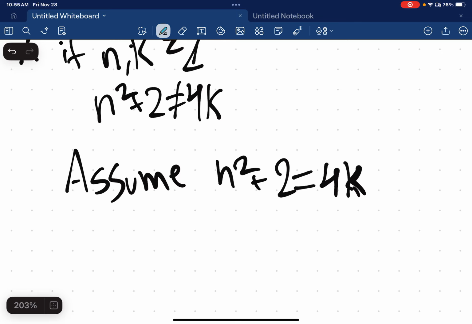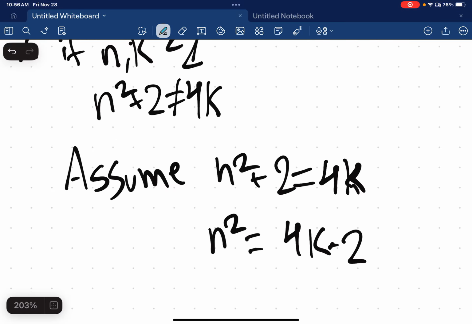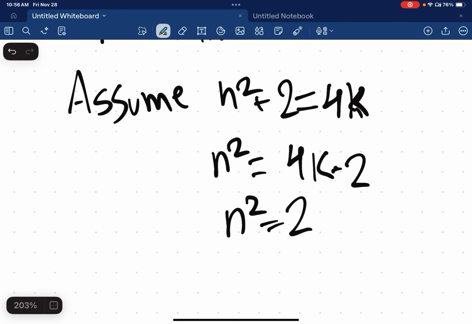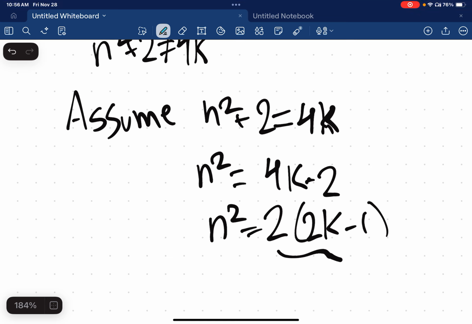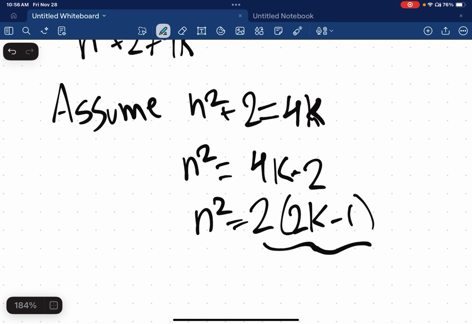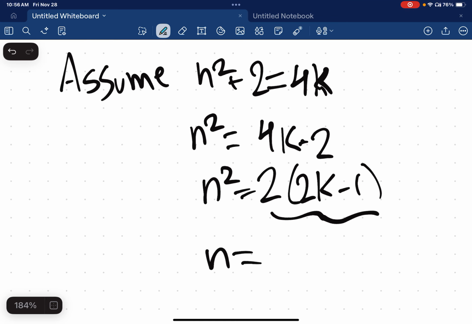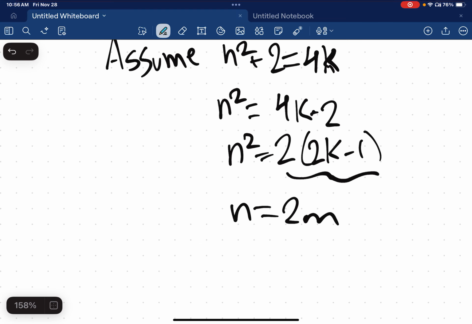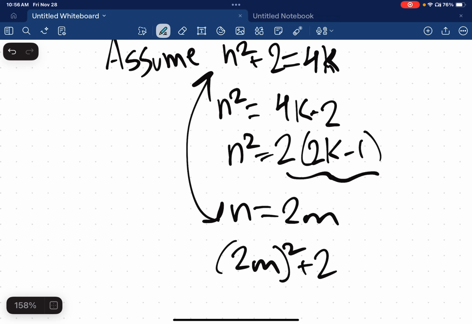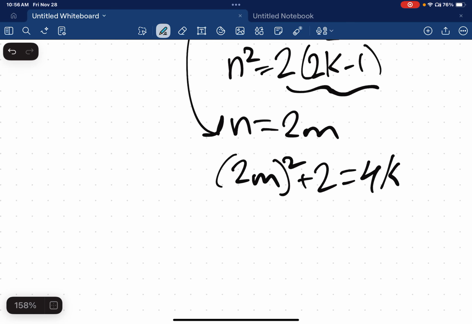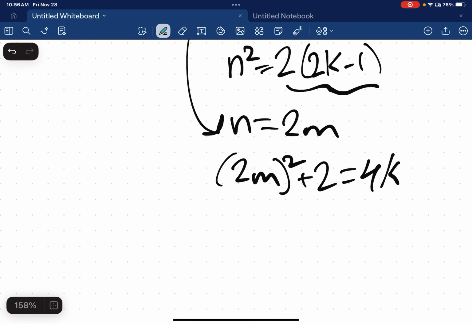This means that n squared is going to be equal to 4k minus 2, and n squared is going to be equal to 2 times 2k minus 1, which means that this is an even number. So that means n also has to be equal to an even number for this to be true. So then we can plug this back in here and get 2m squared plus 2 is equal to 4k. So then we get 4m squared plus 2 is equal to 4k.